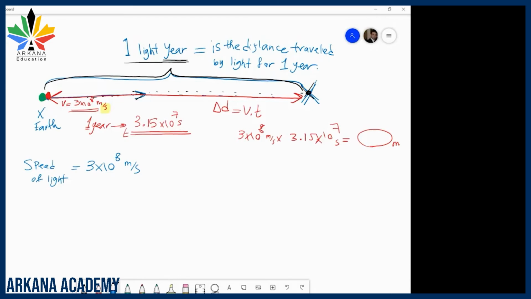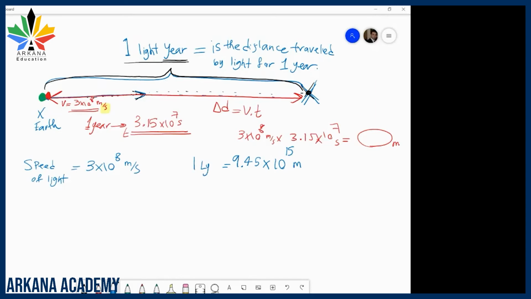How do we do that? 3 times 3.15 is 9.45, correct? And 10 to the power of 8 times 10 to the power of 7 is going to make it 10 to the power of 15 meters. So that is the one light year.